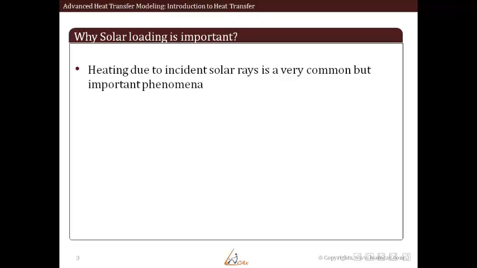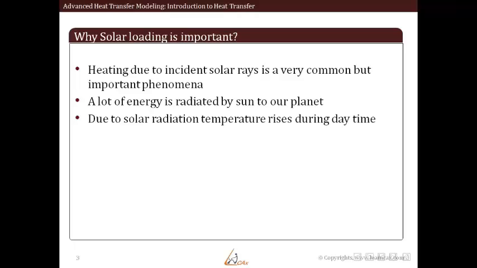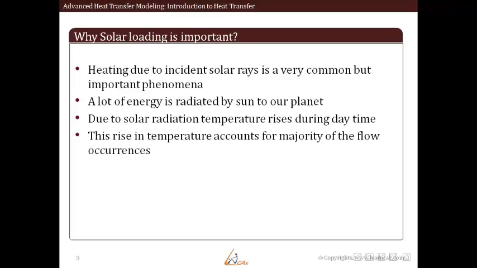Heating due to incident solar rays is very common, but a very important phenomenon. It is observed everywhere, but the effect of it is very important as well. A lot of energy is radiated by the sun to our planet, so part of that energy is going to be important when we consider solar radiation. Due to solar radiation, temperature rises during daytime, and during daytime the sun rays are a critical heat component when we want to consider heat.